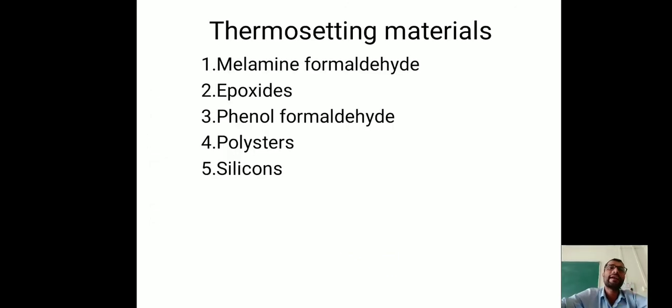Then these 5 thermosetting materials we have to discuss in the next lecture, in which melamine formaldehyde, epoxides, phenol formaldehyde, polyesters and silicones, these are the 5 important thermosetting materials. Those we have to discuss in the next lecture.